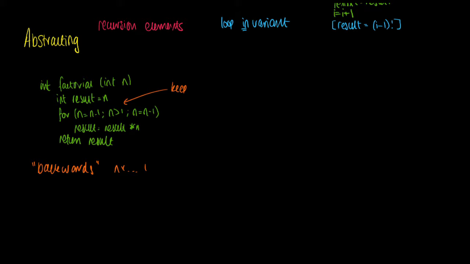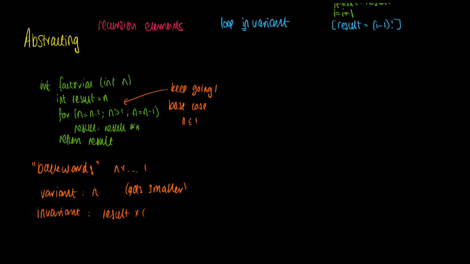Initialization, a keep going condition of n is greater than 1, or base case of n is less than or equal to 1, with a loop variant n getting smaller, and an inductive step or loop invariant that result times n minus factorial is the answer we want. So when n is equal to 1 and the loop breaks, we have the right answer.